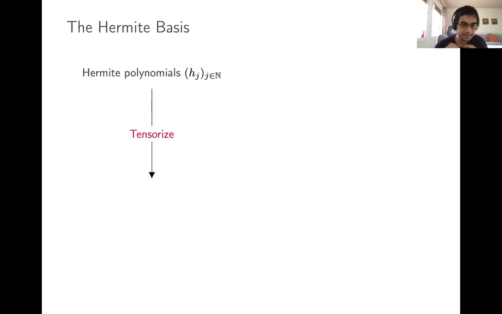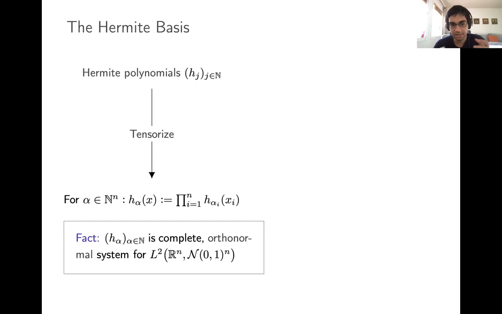And a natural thing to do is to tensorize them to obtain a basis for functions of an n-dimensional Gaussian space. And so a little bit of notation: given an n-tuple of natural numbers alpha, we're going to define this multivariate Hermite polynomial, h sub alpha, where h sub alpha of x is defined to be the product of the univariate Hermite polynomials, h sub alpha i of x i. And it's a standard fact that the collection of these multivariate Hermite polynomials is a complete orthonormal basis for square integrable functions of an n-dimensional Gaussian space.